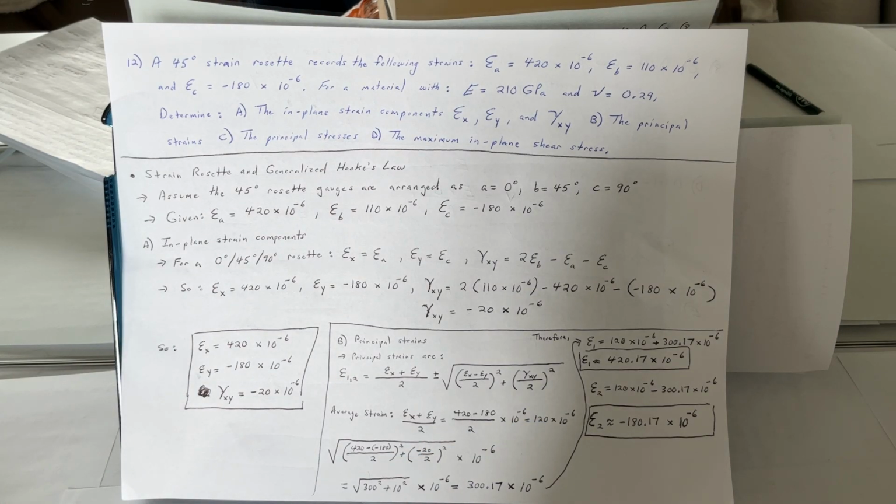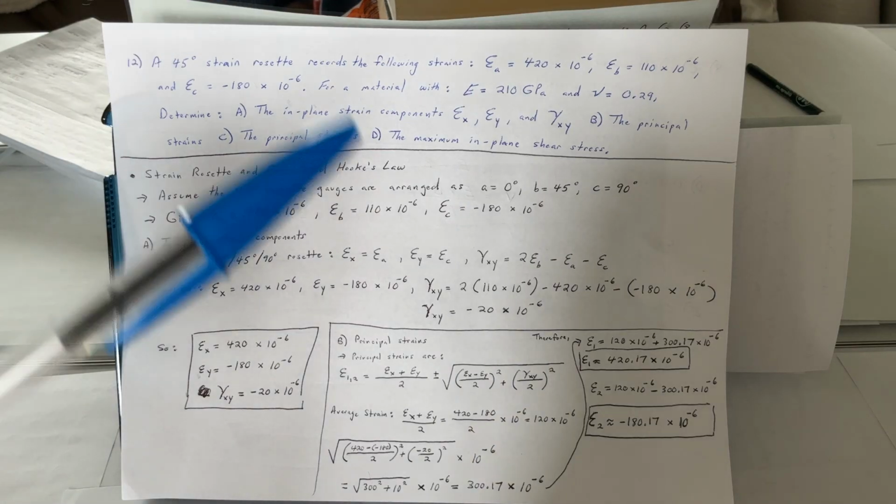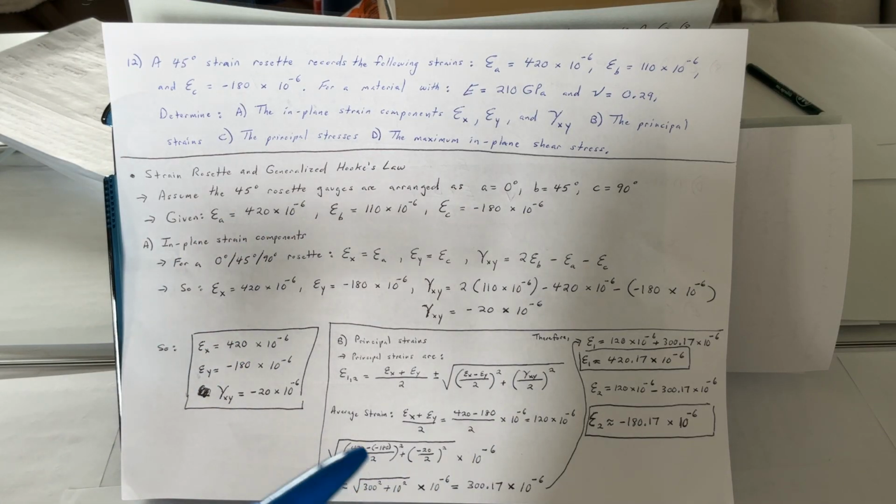You get 120 times 10 to the negative 6 for that. Okay. And then we're going to be substituting values here. We take the square root of 420 minus 180 over 2 squared plus negative 20 over 2 squared, times 10 to the negative 6. We're going to get 300 squared plus 10 squared, times 10 to the negative 6. So this is 300.17 times 10 to the negative 6, about that.